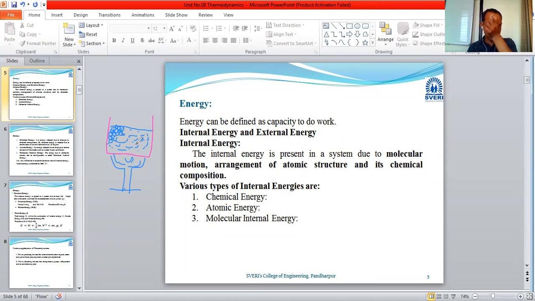And before 100 degrees Celsius, this water shows an increase in temperature. Correct? Yes, sir. Okay. So first thing, what is meant by temperature? In general, we can say temperature is nothing but the hotness or coldness of a body. Correct? Yes, sir.